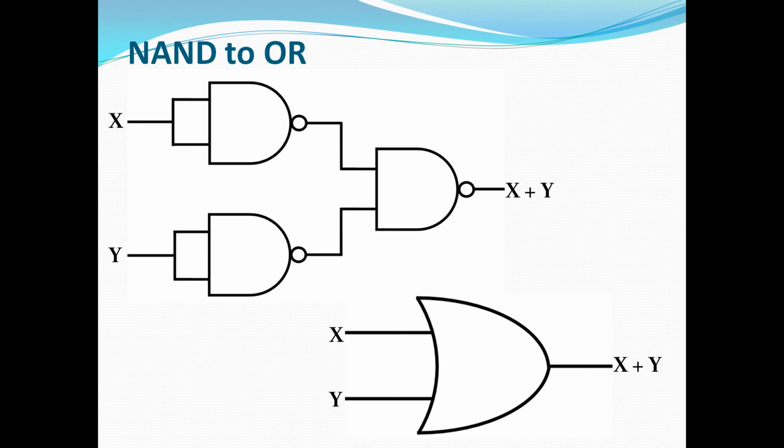If you see the first figure, that also takes two inputs, x and y, and output is x plus y. But if you want to implement one OR gate, then three NAND gates are required. First NAND gate is inverted, second NAND gate also inverted, third takes the two inputs. So by using three NAND gates, it's possible to implement the OR gate. But output is the same: x and y is input, x plus y is the output.